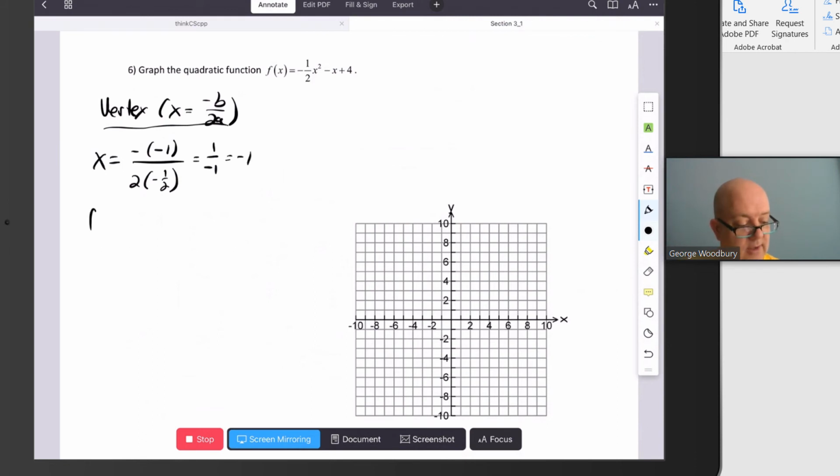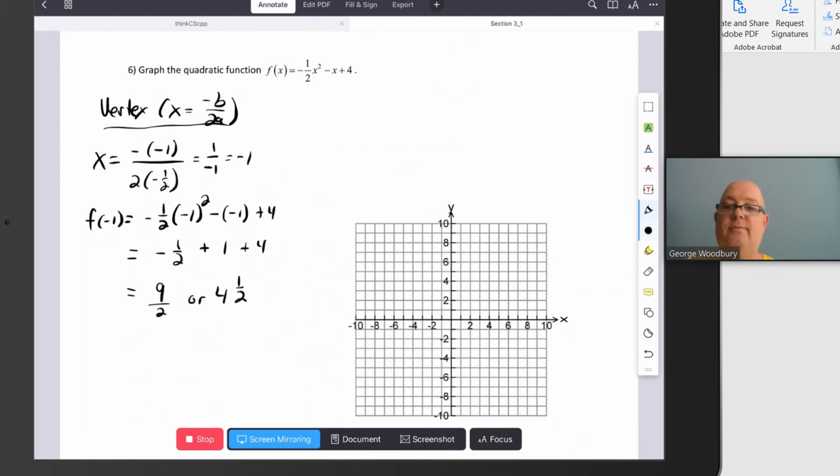Let's plug that back in. F of -1 equals -1/2 times -1 squared minus -1 plus 4. -1 squared is +1. So this first term is -1/2 times +1, or -1/2. Minus -1 is the same as +1 plus 4. And what we end up with here is 9/2, or 4 1/2. Or you can think of that also as 4.5 exactly. So -1, 4.5.